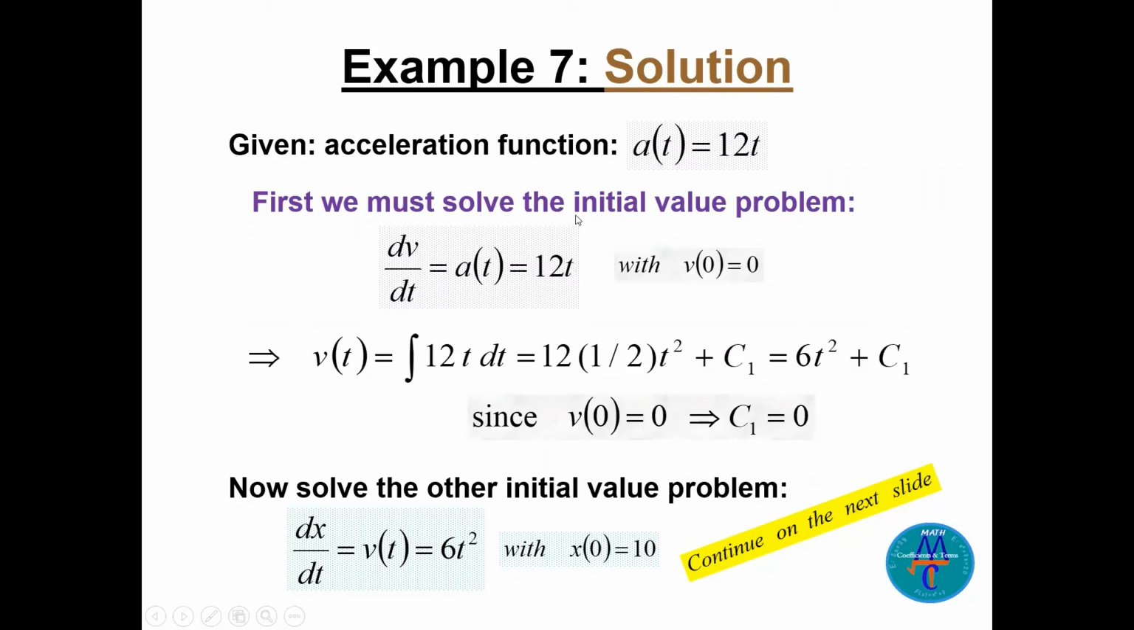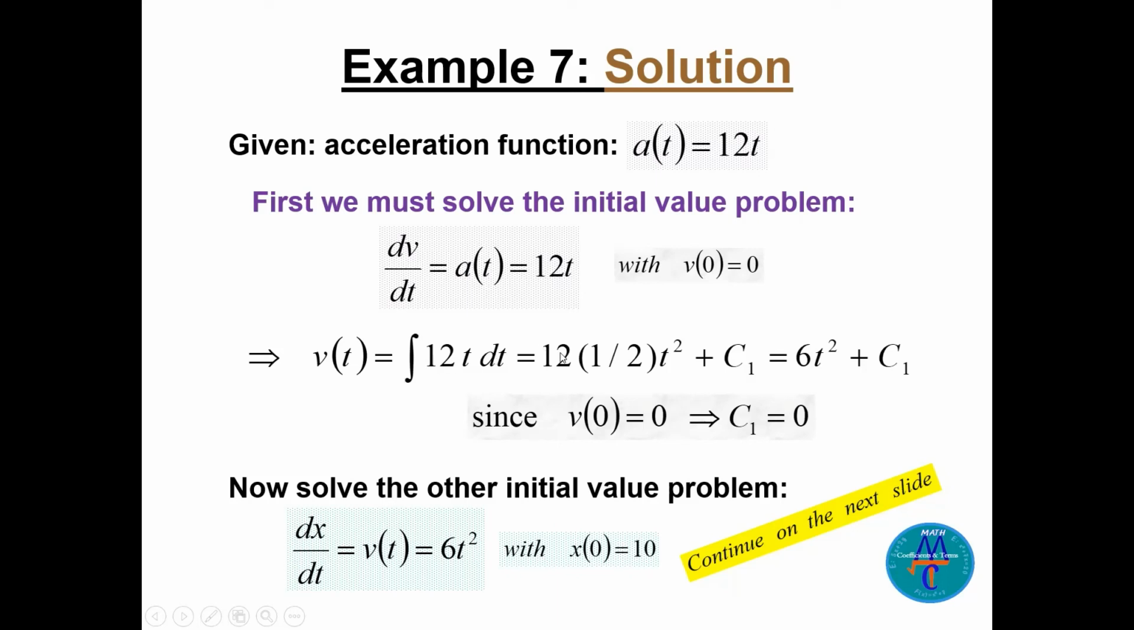So the acceleration function is a of t equal to 12t. First, we solve the initial value problem, because the acceleration a of t, which is 12t, is the same as the derivative of the velocity. So this is like v prime equals 12t, with v of 0 equal to 0. This is the initial velocity, it was 0. So v of t will be the integration of 12t dt.